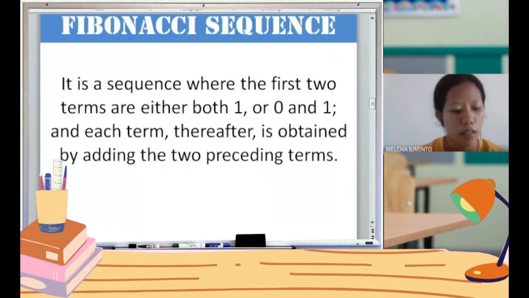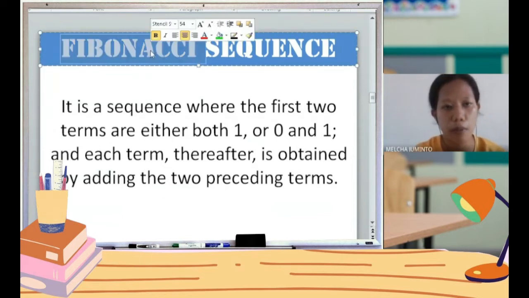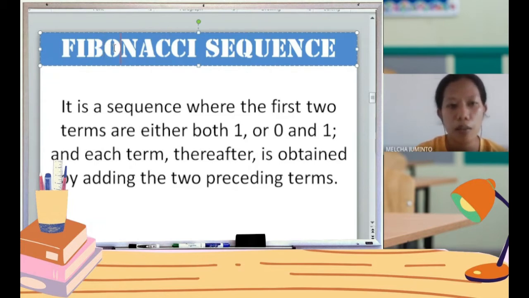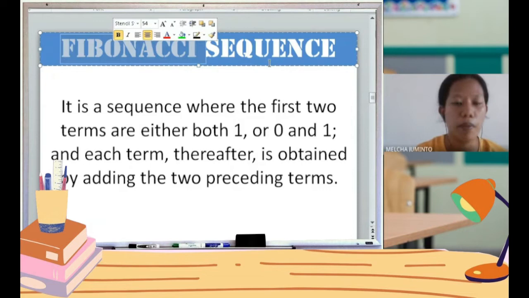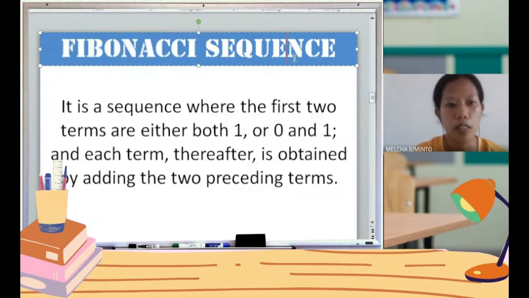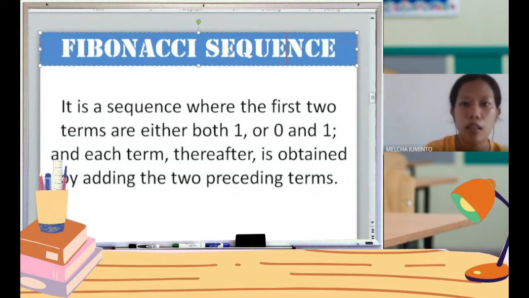So the fourth special type of sequence is what we call the Fibonacci sequence. Fibonacci is the name of a mathematician after whom the sequence was named. He is Leonardo of Pisa, who is later known as Fibonacci. When we say Fibonacci sequence, it is a sequence where the first two terms are either both 1 or 0 and 1, and each term thereafter is obtained by adding the two preceding terms.